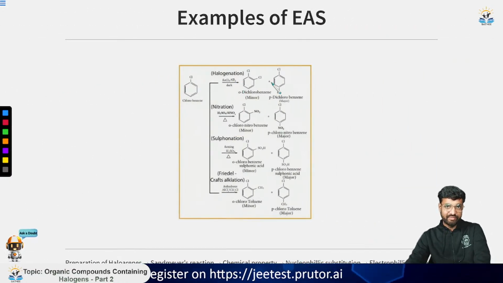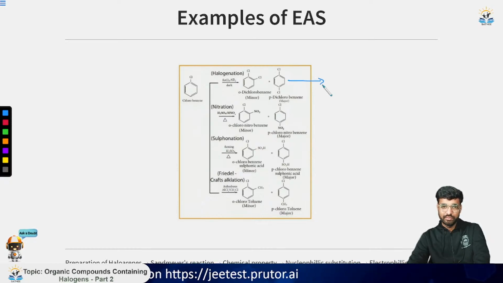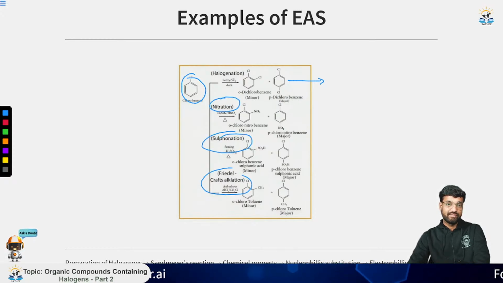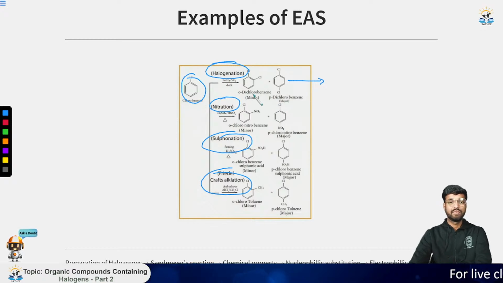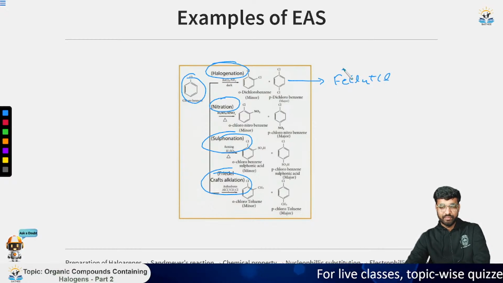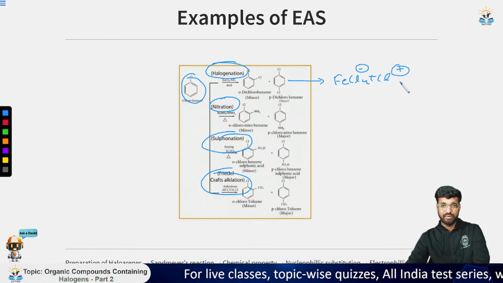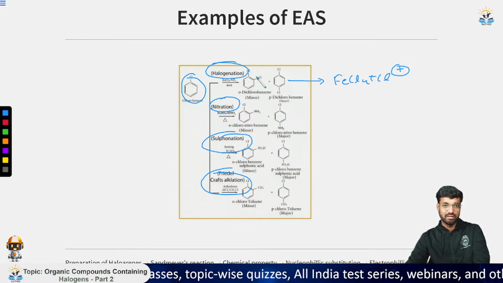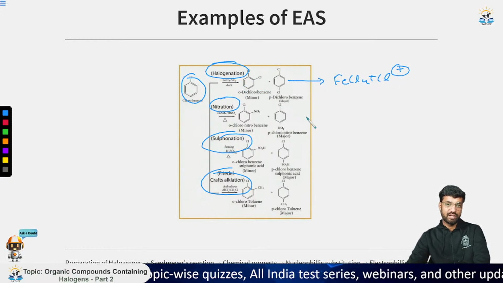First of all, we have FeCl3 and Cl2. So we are taking chlorobenzene and doing electrophilic aromatic substitution by nitration, sulfonation, Friedel-Crafts alkylation, and halogenation. If we react FeCl3 and Cl2, we will get FeCl4 minus and Cl plus. So we get a Cl plus electrophile, and this Cl plus will be attacked by the ring, and you will get the ortho and para products.